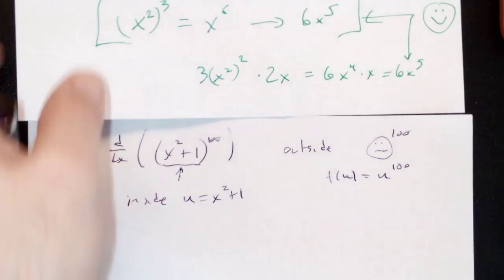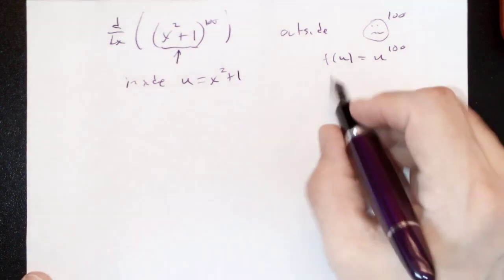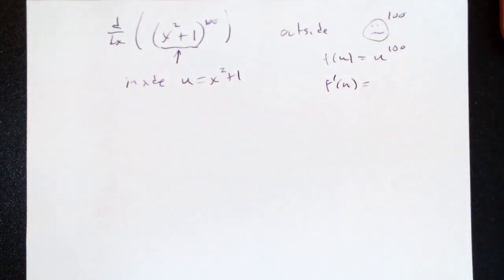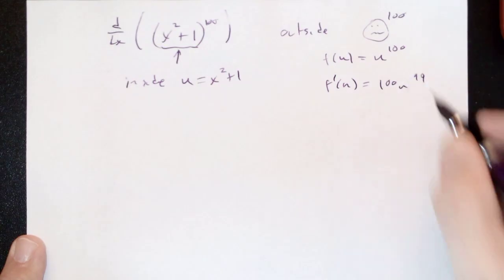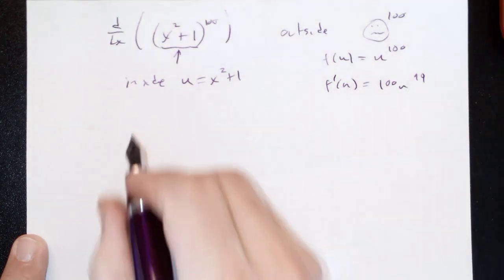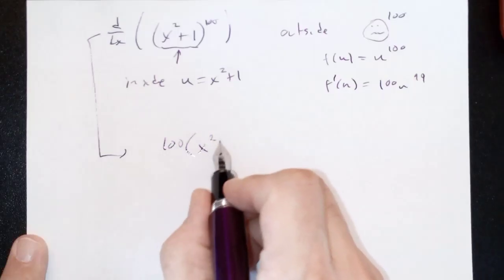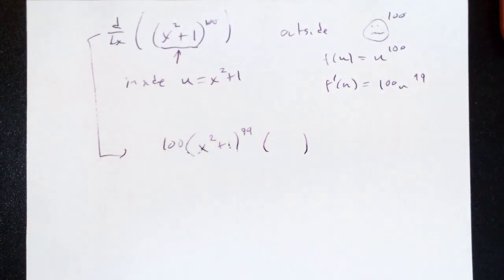So if I want to take this derivative, I'm going to take the derivative of the outside with whatever variable is there. So what is f prime of u? 100u to the 99. I'm going to put this back in it. So the derivative I am after is 100 ugly to the 99, but wait, there's more.